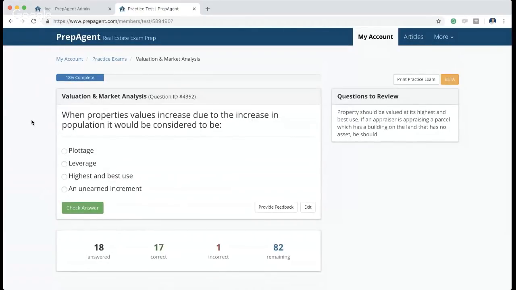When property values increase due to the increase in population, it would be considered to be A, plottage, B, leverage, C, highest and best use, D, an unearned increment.